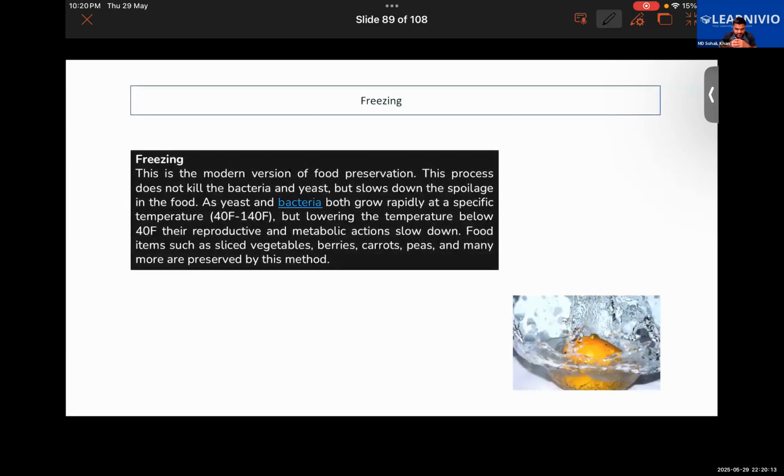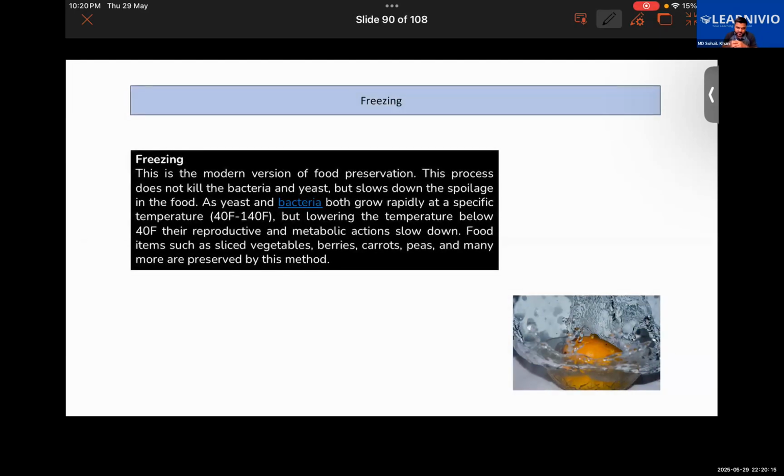Another is the freezing method. It's a modern version of food preservation. Right now we all have refrigerators at our home, right? So we will be able to store the food items for a good period of time. So how does it work? Freezing does not kill all the bacteria and fungi, but what it does is slow down the spoilage of the food.